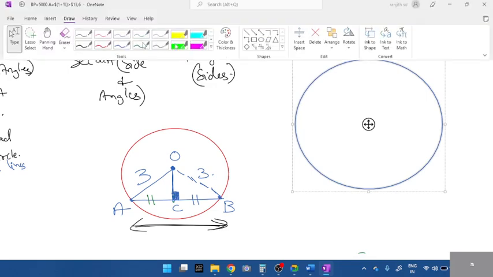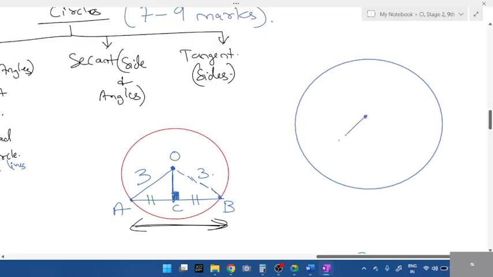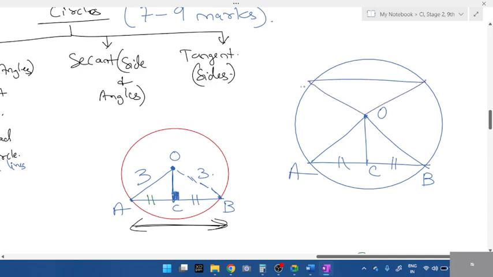Sometimes they'll give the chord top and down as well, like this. A similar question like this. O here, C here, A and B. The same they'll give you like this, students. It's a 9th standard concept. Even that you'll have to be thorough with. But most of the time they don't ask this for the board exam. Just learn P, Q, O.